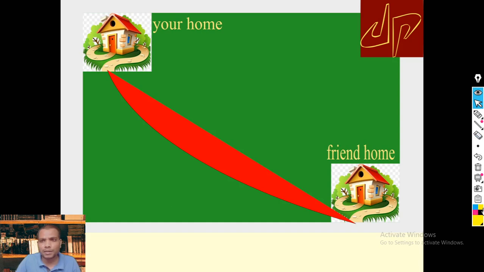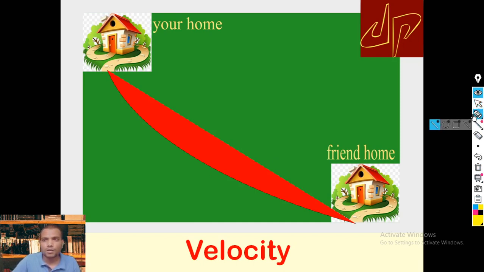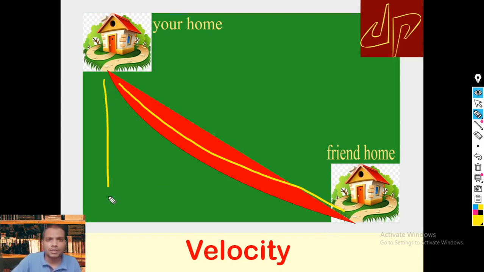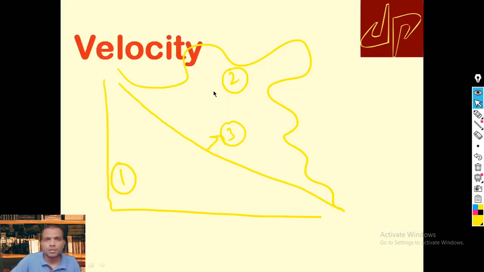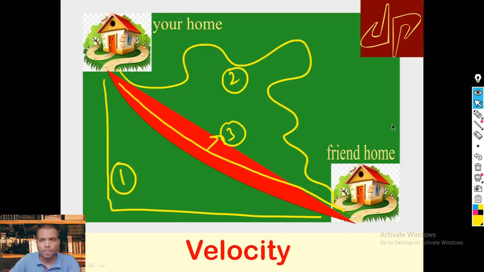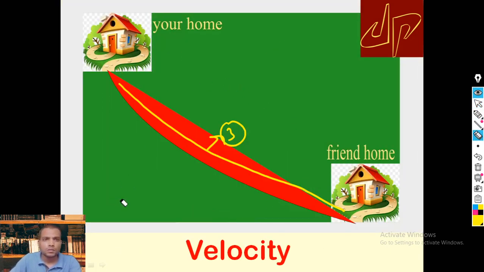Suppose you run out of time and you don't have time. You select this path, all the way straight from there to here. So instead of selecting path 1 and path 2, now the path selected, path 3, is the shortest. This is the shortest path, and the shortest path is also nothing but the displacement.